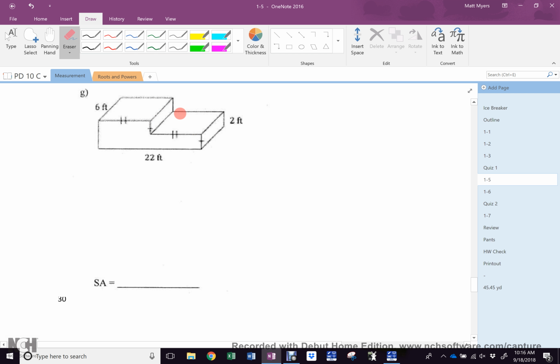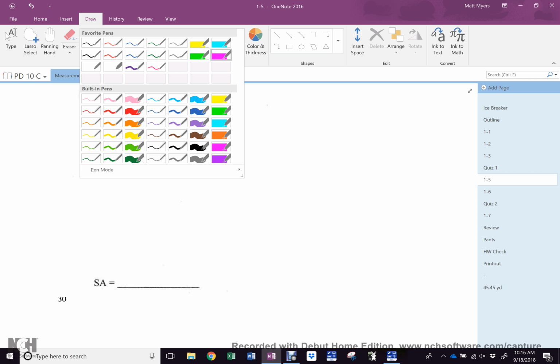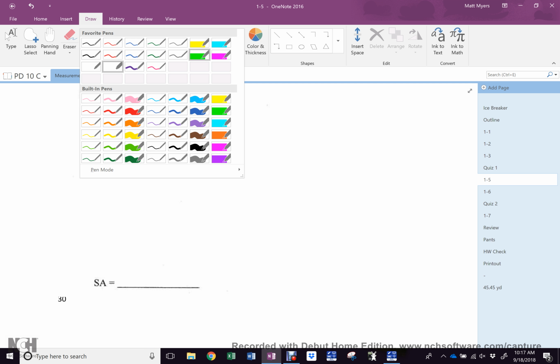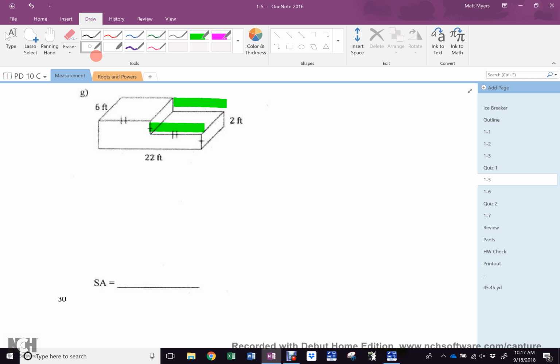Let me show you something. I'm going to draw that, and I'm going to draw that. Now, what did I just make? Rectangle. I made a whole rectangular prism, yes?